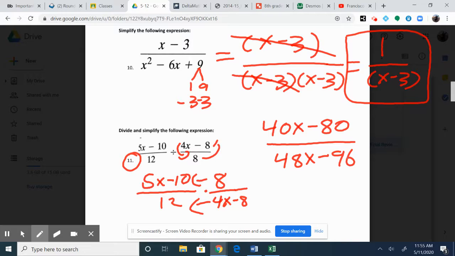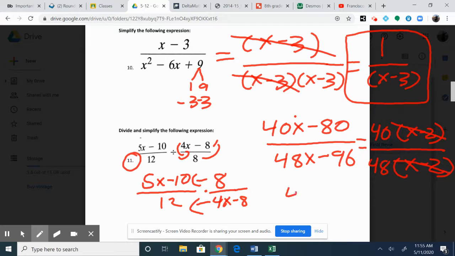Okay, so the last thing we want to do to simplify is factor out and try to match things around. What I can see is that if we factor out 40 from the top, we're going to be left with x minus 2, because that's the same thing as saying 40x divided by 40 and -80 divided by 40. On the bottom, we can factor out a 48, and we're left with x minus 2 as well. So now we have two things matching in the numerator and the denominator, so we cross out x minus 2.